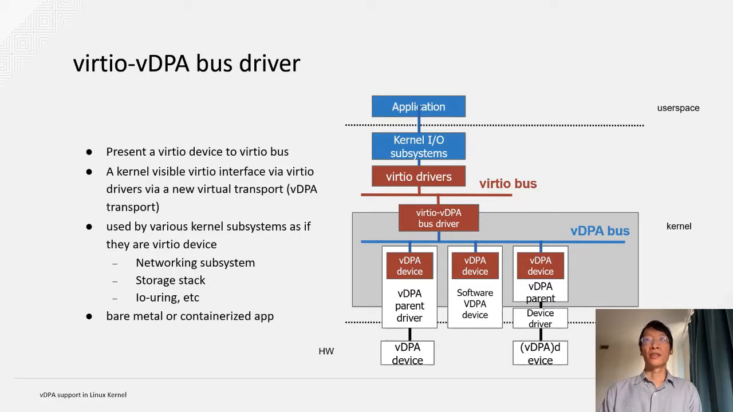This is done by introducing a new VDPA transport for the virtio bus. Then the kernel I/O subsystems can use the VDPA device as if it were a virtio device. This means applications can use, for example, the TCP/IP stack, storage stack, io_uring, or any kernel I/O subsystem to transfer data between itself and the VDPA device. The main use case for the virtio-VDPA device is for bare metal applications or containerized applications.